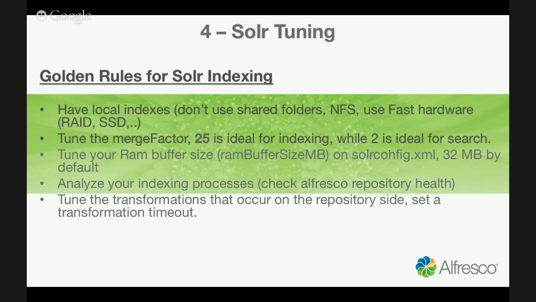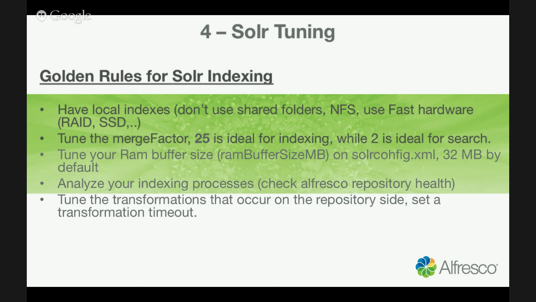So you can use 25 while you're indexing, while the merge factor of 2 is ideal for search. This is configured in your Solr core configuration properties. Try to tune your RAM buffer size in the Solr config for each core if you're using both, or just one if you're using just one. It's 32 megabytes by default.